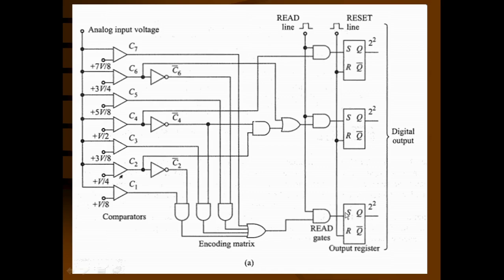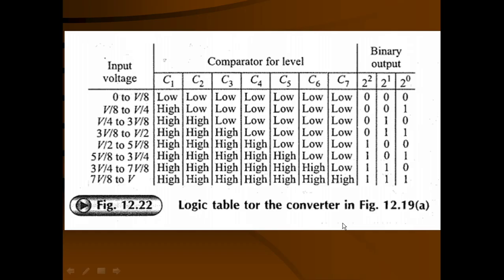So the 2 raised to 0 bit is high whenever the output of this AND gate is high, or the output of this AND gate is high, or the output of this AND gate is high, or C7 is high. That means the 2 raised to 0 flip-flop is set.